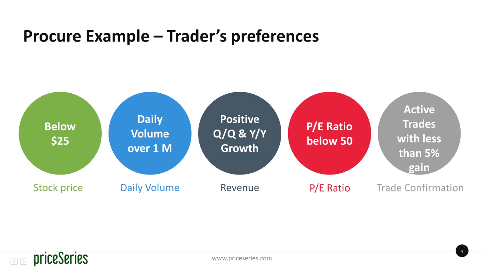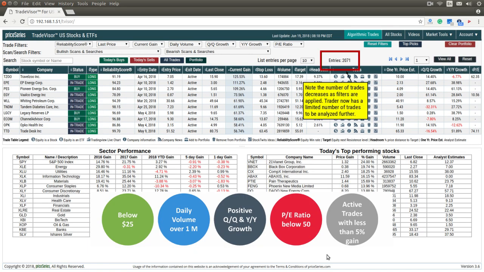The stock must have positive quarterly and yearly revenues. For confirmation, the trader would like to see active trades which have moved less than 5% since the initial trade entry. Let's go through this in TradeVisor. When we log on to the TradeVisor platform, it'll display all the active trades for the day. Our goal is to narrow down the list of trades for our trader based on their selection criteria.